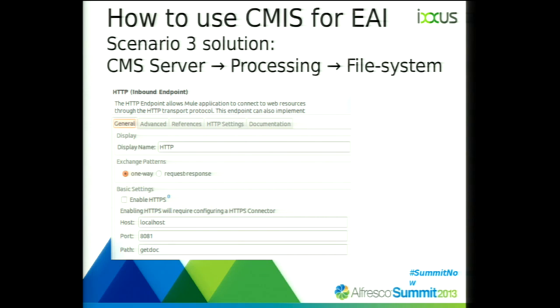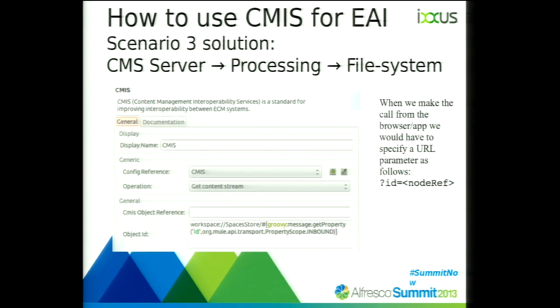So you're telling Mule, okay, I want to have an HTTP server going. It's going to be one way. I'm just going to hit a URL, and it's going to store a file. I don't expect any response. It's going to be on localhost 8081, and it's going to be /getDoc that I'm going to be using to access that.